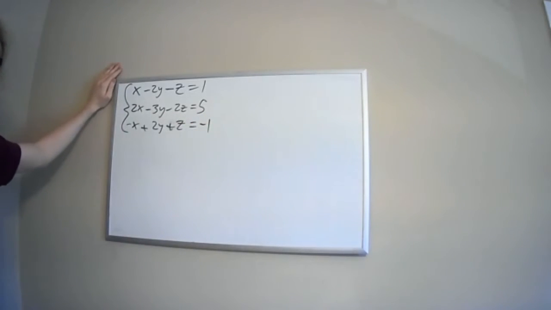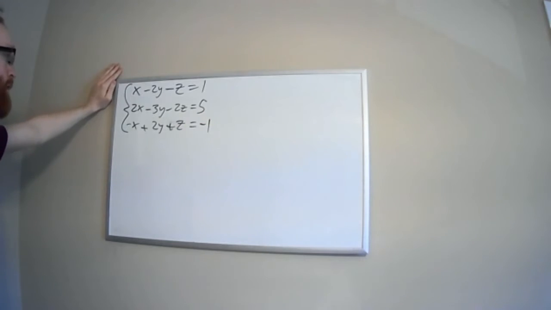Okay. So here's a new system of equations. This one has 3 equations and 3 variables. Okay. So again, we'd like to solve this thing. And again, I'm going to insist that we use a matrix to solve this. So let's go ahead and just write down the matrix first.